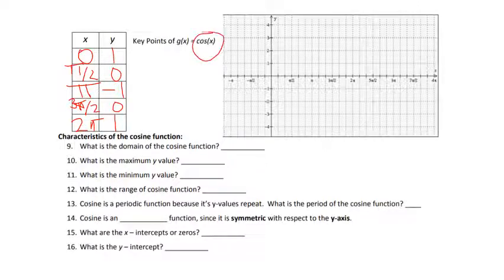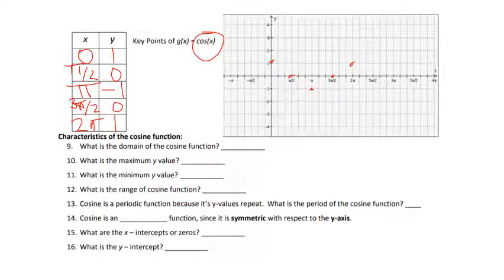I'll circle that. Now cosine starts a little differently. It does not start at the origin. You can see that it starts at the point 0, 1. And then it travels to pi over 2, 0. Pi is at -1. 3 pi over 2 is at 0. And 2 pi is back to where we started.